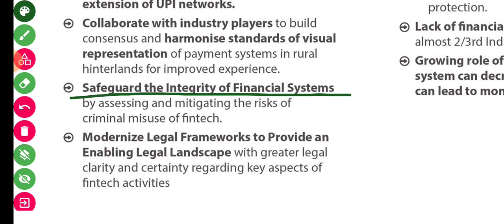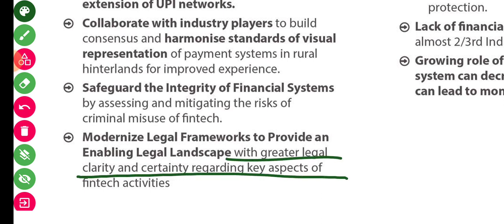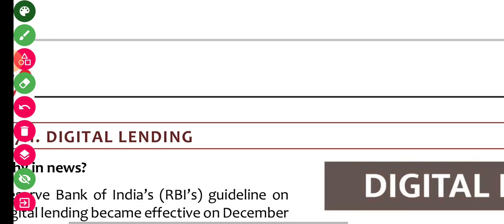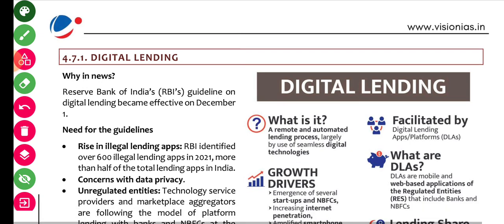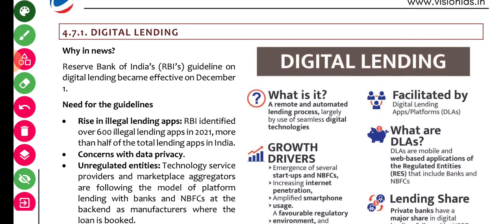And next is to safeguard the integrity of financial systems by assessing and mitigating the risk of criminal misuse of fintech. Modernize legal frameworks to provide an enabling legal landscape with greater legal clarity and certainty regarding the key aspects of fintech activities. So this is all about financial technology and digital lending.